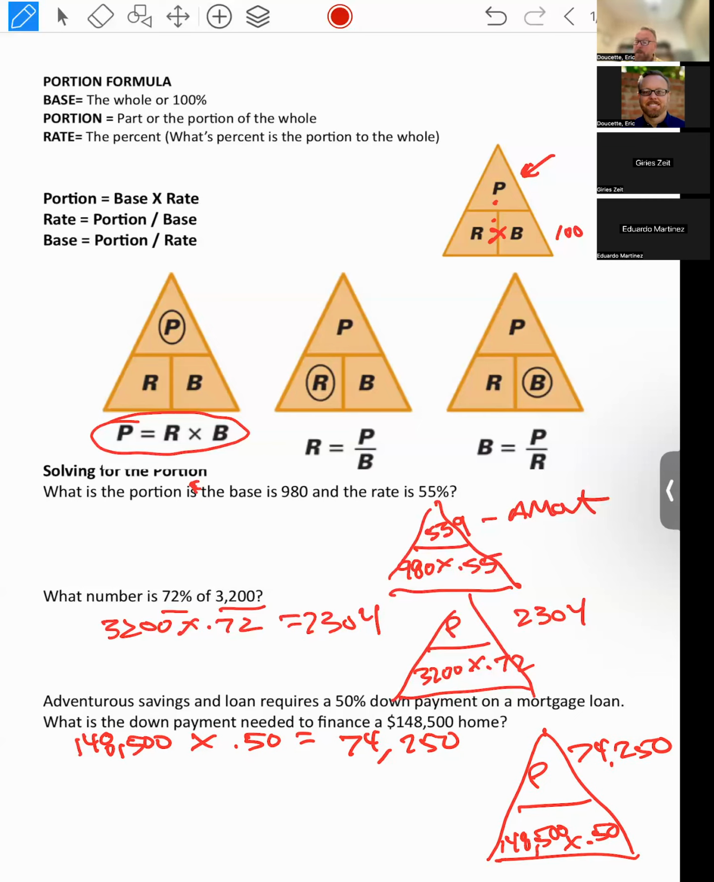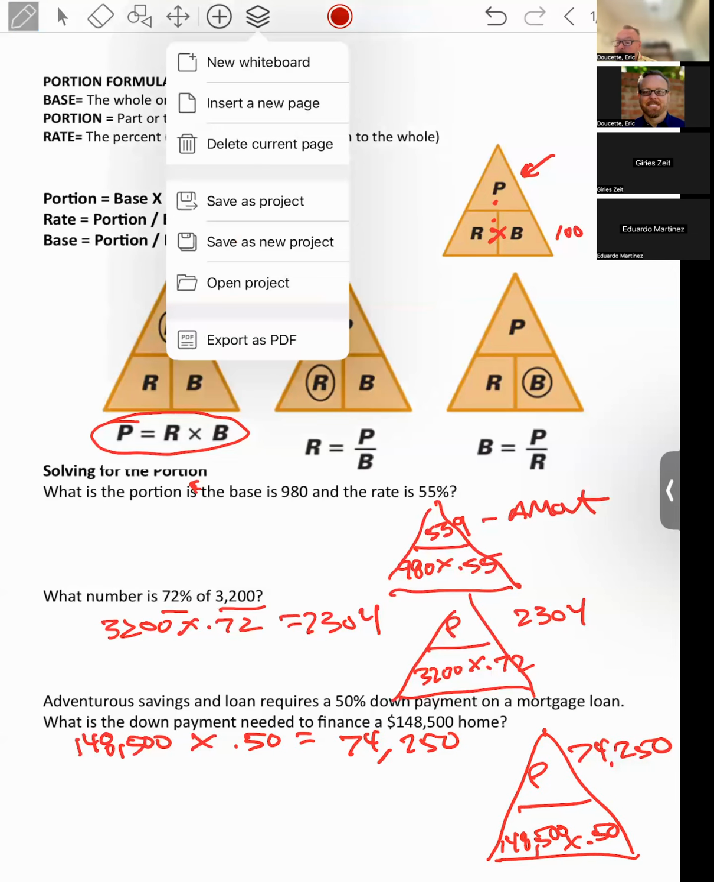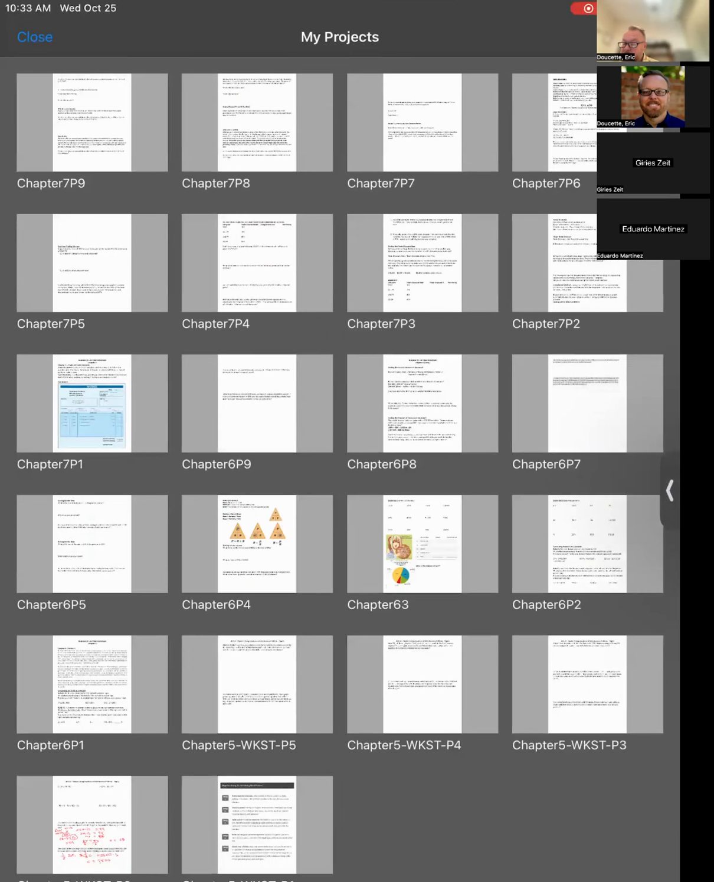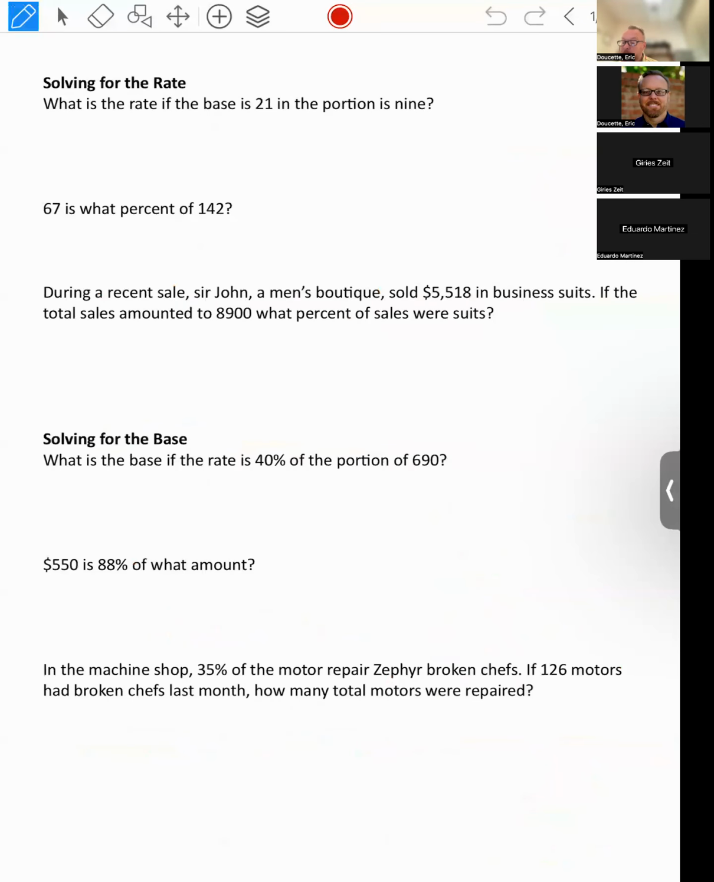So this is what we call the portion formula. You're just trying to find the portion, the P, the top box. But we're going to be switching it around and solving for the rate when we have the portion and base, or solving for the base when we have the portion and the rate. This is kind of the beginning of utilizing this formula, and you can pretty much solve any of these initial problems by just simply using this triangle. I'm going to go ahead and move on to the next page, and you'll see what I mean.